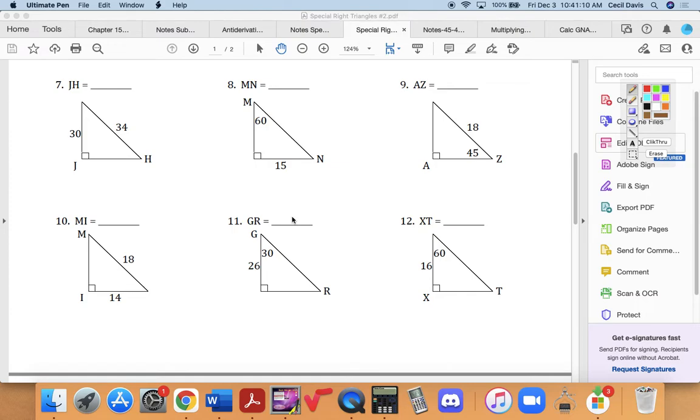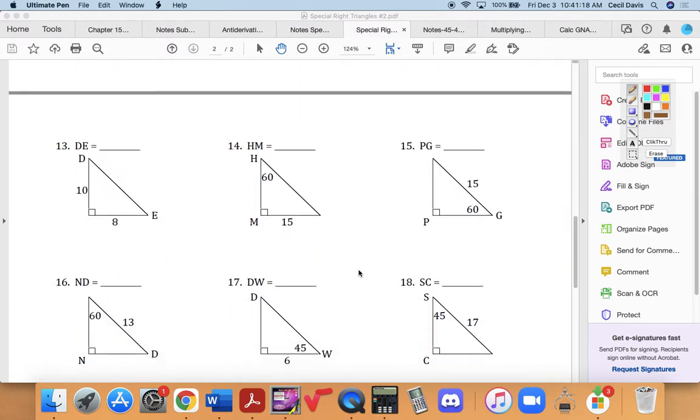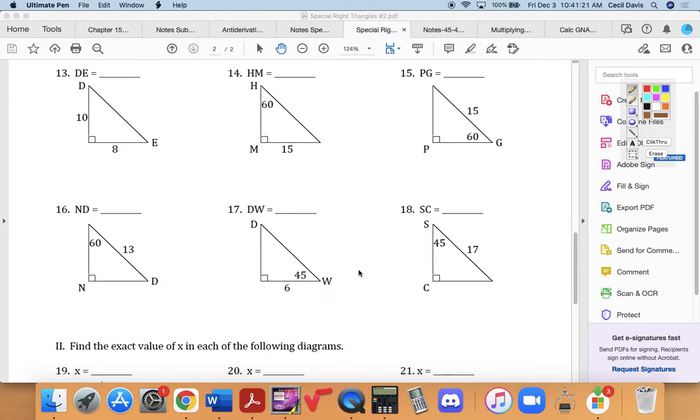All right, then on the back, number 13 is 2 square roots of 41. Number 14 is 5 square roots of 3. Number 15 is 15 over 2, or 7.5. Number 16 is 13 square roots of 3 over 2. Number 17 is 6 square roots of 2. Number 18 is 17 square roots of 2 over 2. Number 19 is 26 square roots of 2.